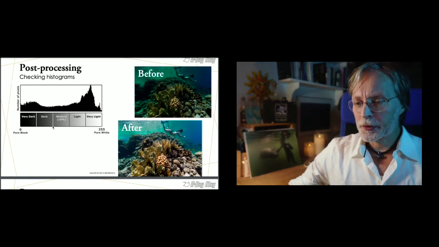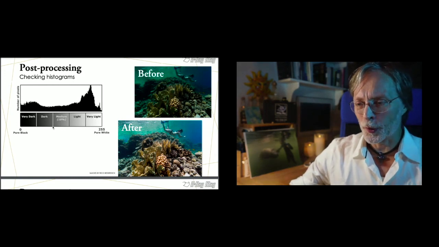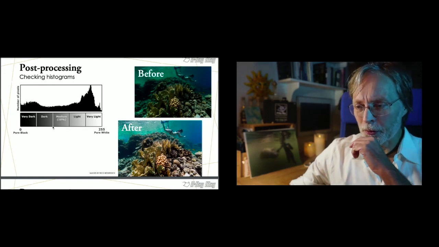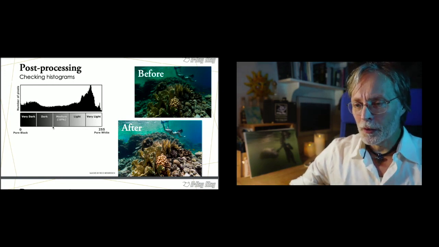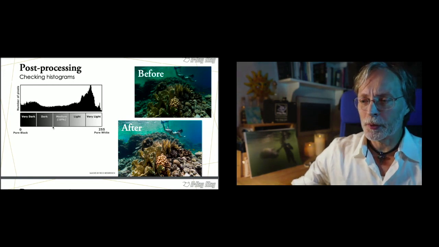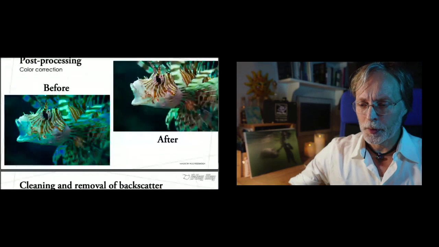Color correction is another one that we see. Here's two examples. The lionfish is obviously not really green. So in order to restore the colors, you can do some white balancing. There's different tricks, but make them look natural.